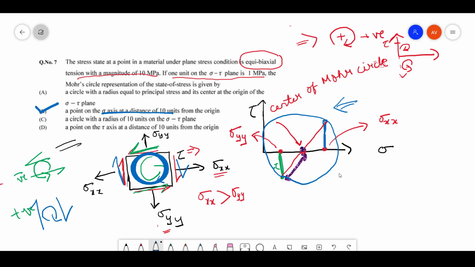I hope you understood this problem, and you can check out the videos related to Mohr circle. So my suggestion is you always try to draw it and solve no matter what, because it gives you a physical sense of what Mohr circle is, and you don't have to remember the formula each time the condition changes, and it becomes very easy to solve.